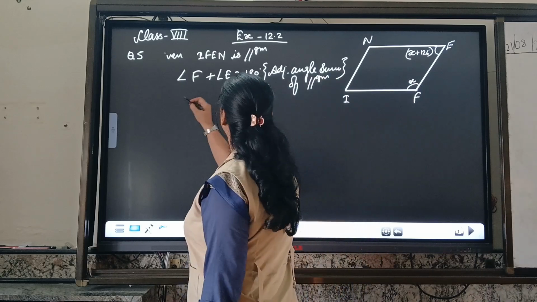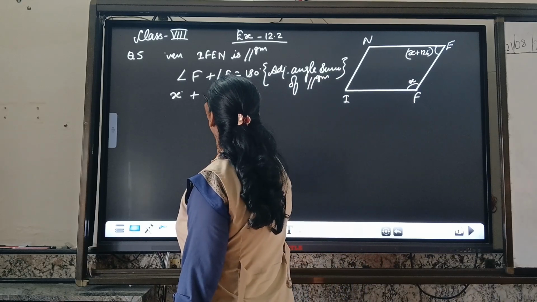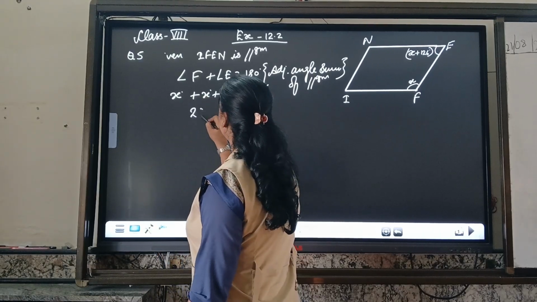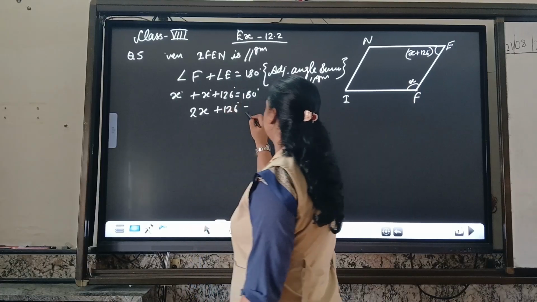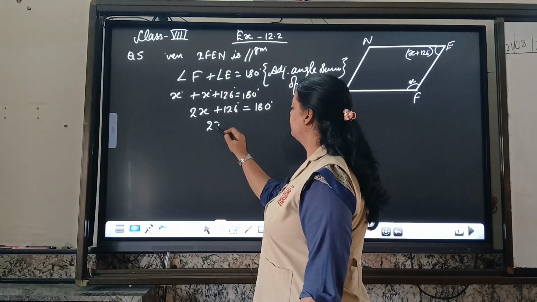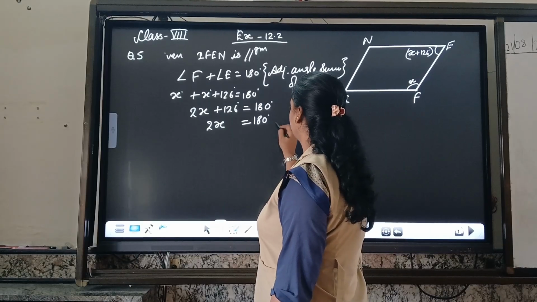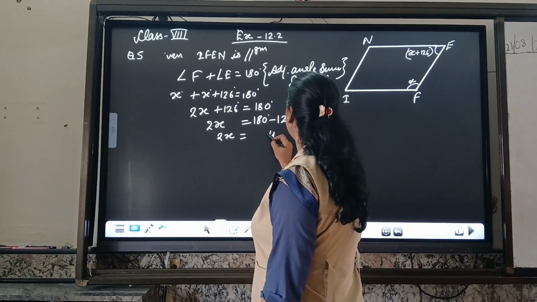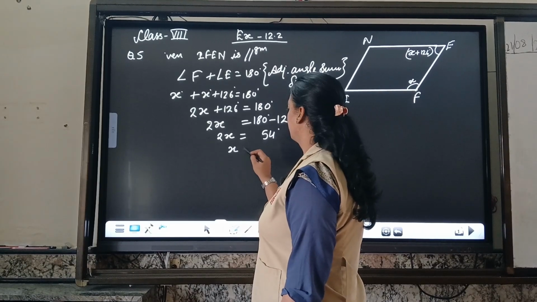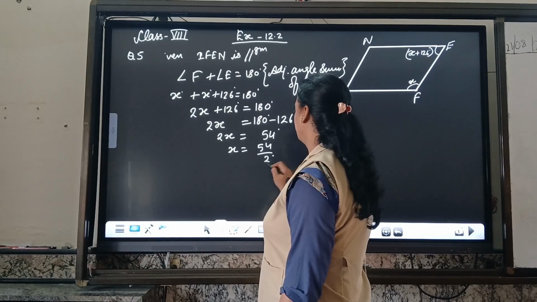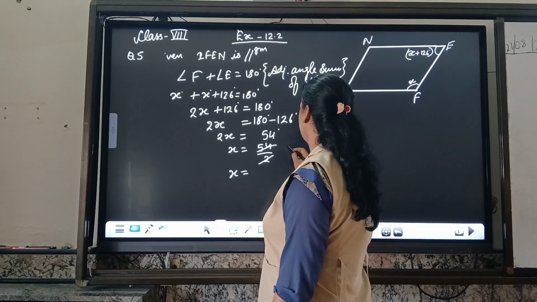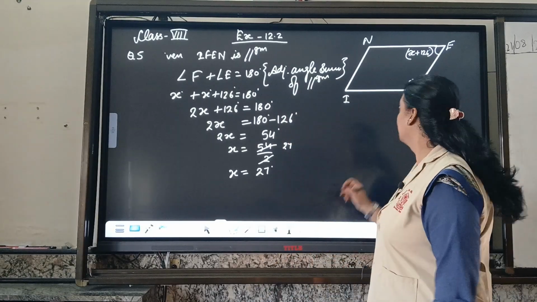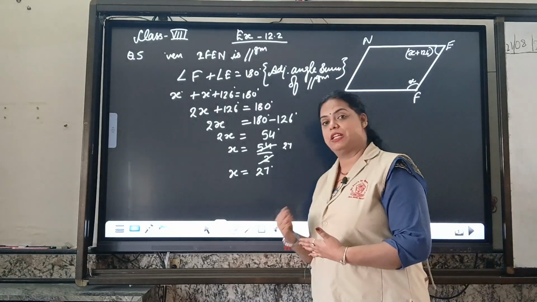So it would be angle F, meaning x degrees, plus x degrees plus 126 degrees is equal to 180 degrees. So it is 2x plus 126 degrees equals 180 degrees. Now I will transfer 126 towards 180, and 2x is equal to 54. Now 54 by 2, x is equal to 27.